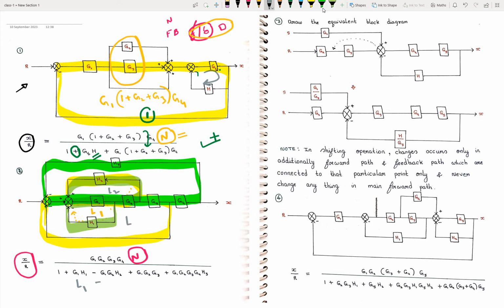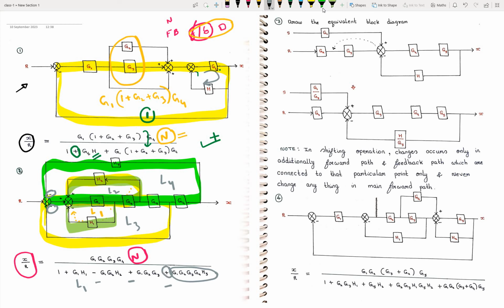Let me take this as L3. In L3 we have G1 G2 G3 and 1. So G1 G2 G3, and we have to multiply with negative sign, negative into negative is positive. Let me take it as L4. In L4 we have G1, G2, G3, G4 and H3. Same thing written here, G1, G2, G3, G4 and H3. We have to multiply with negative sign. Already we have negative sign here, so minus into minus is plus. That's why I have written plus here.